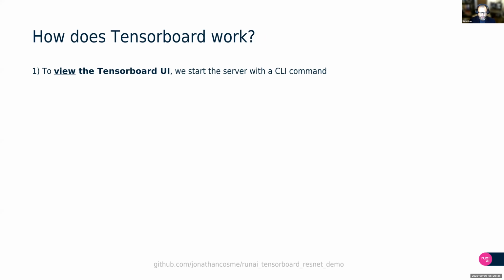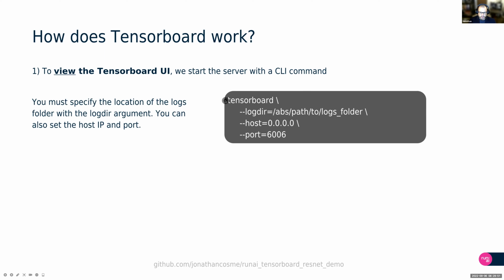And so how does Tensorboard work? Well, one, to view the Tensorboard UI, we have to start the server with a CLI command. It is this one. We just start with tensorboard. We also have to specify the path for our log directory, and we can also add a host or port.